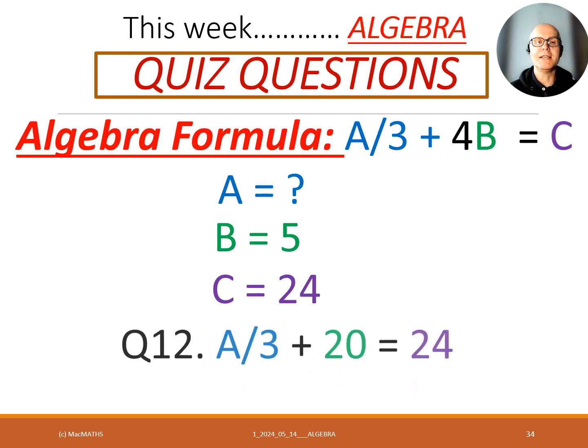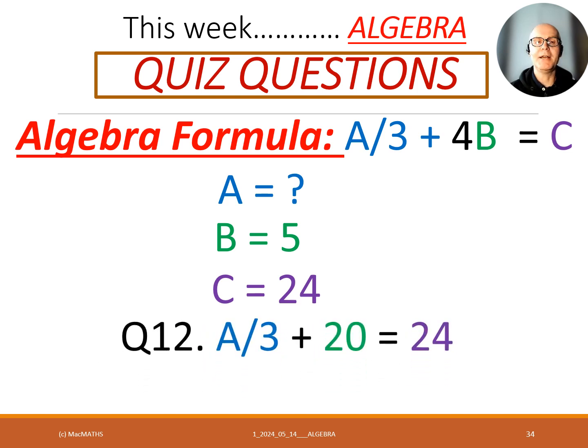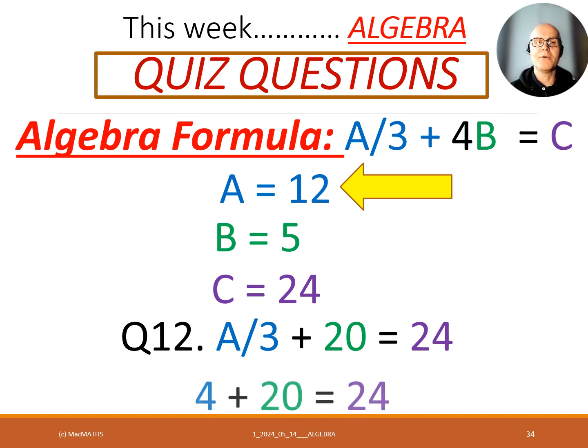4 lots of 5 is 20. A divided by 3 plus 20 equals 24. So what number divided by 3 plus 20 equals 24? It's 12. 12 divided by 3 is 4, plus 20 equals 24.